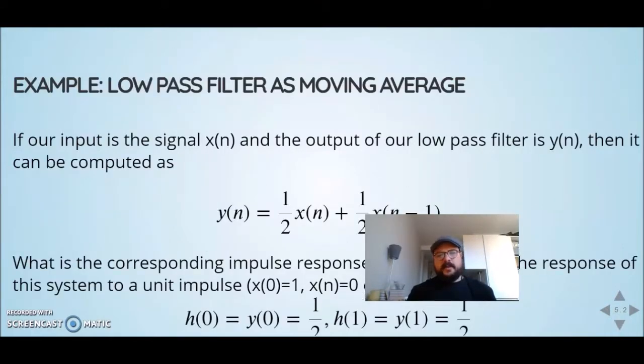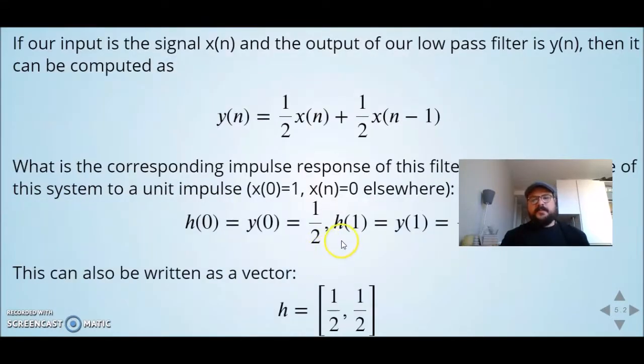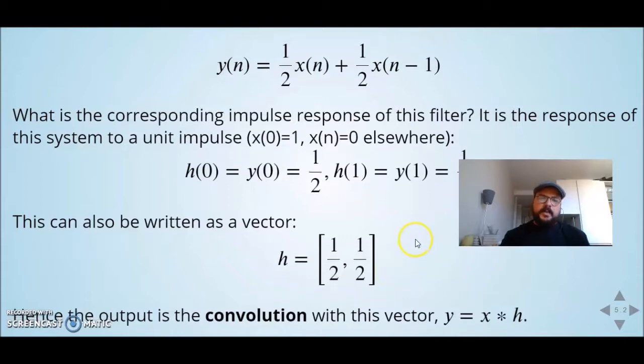So here we have a low-pass filter as a moving average. So this is the equation for this moving average filter, and we know that a unit impulse is equal to 1 when n is equal to 0 and 0 elsewhere. So if we replace here the unit impulse, x will be the unit impulse, and then we will have our impulse response h of n, and it will be half and half. So we can see the impulse response also in a vector way.